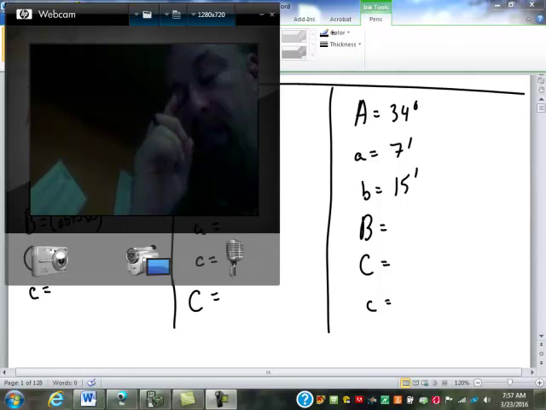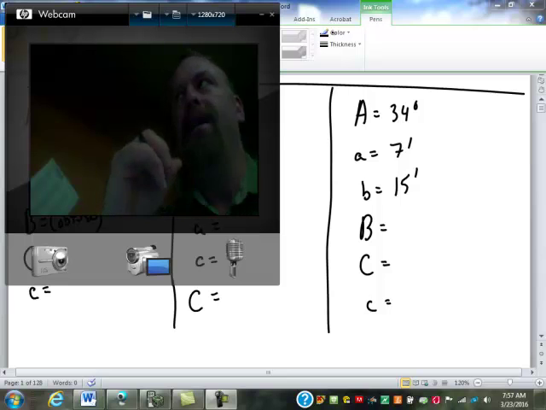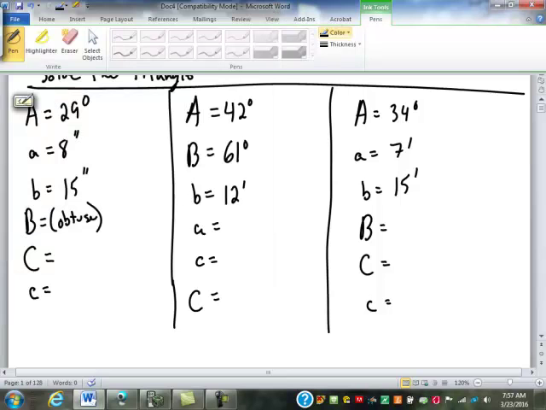Okay, so we've looked at the law of sines yesterday. And to start off today, I gave you ones where I didn't give you the picture. And I did that on purpose. This first one here, pretend I did not give you this little note here that B was obtuse. When you look at that, what should throw up red flags to you?